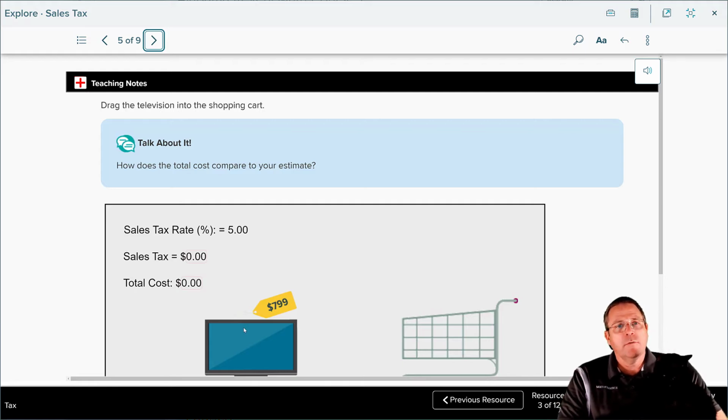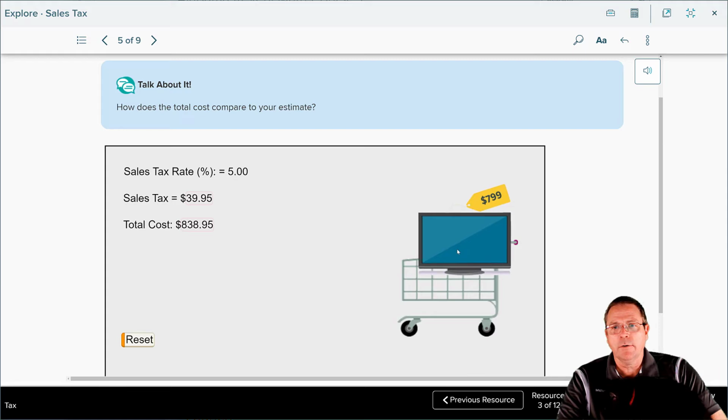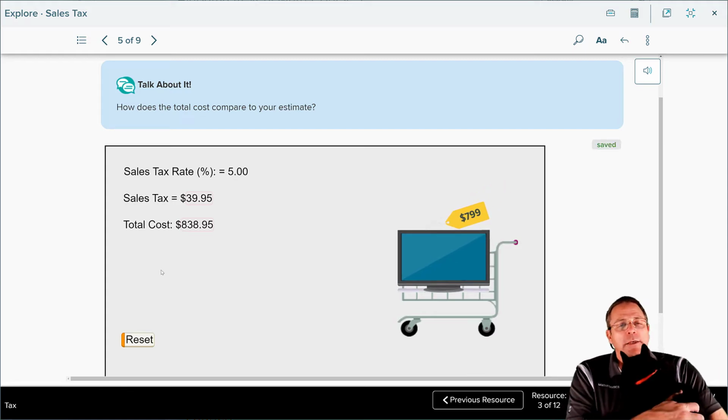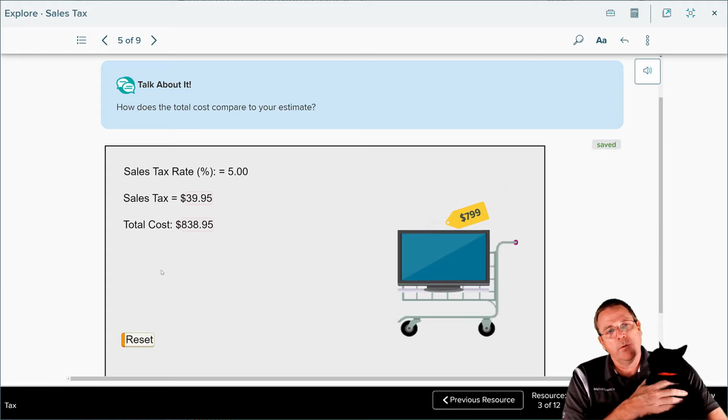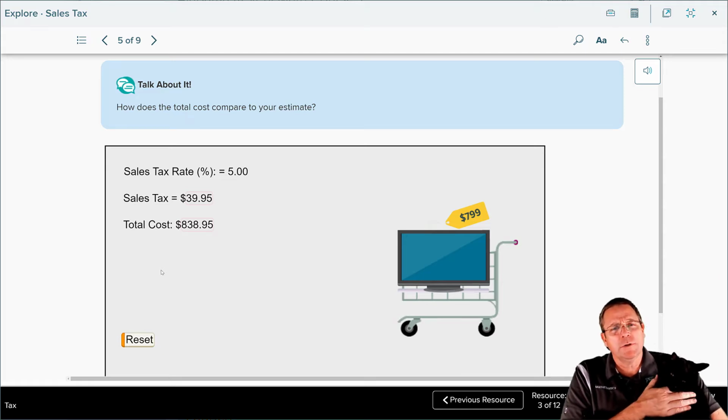Now we're going to take a look and see how our estimate compared to the actual thing. So let's buy our TV. Boom, TV's there. Sales tax was $39.95, giving us a total cost of $838.95. That's pretty dang close to the $840 that I came up with earlier, isn't it?